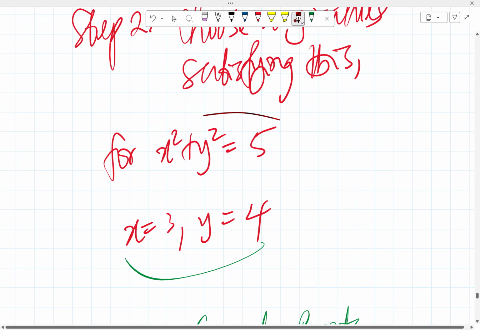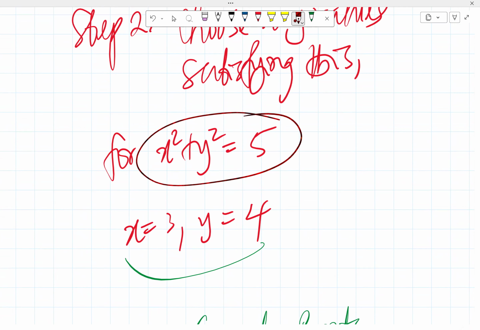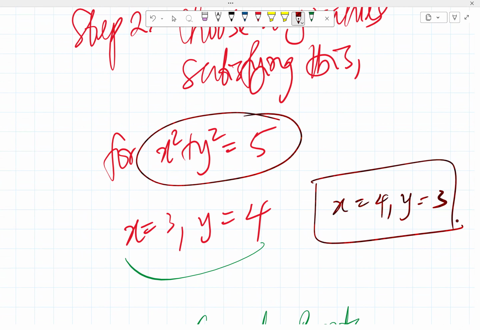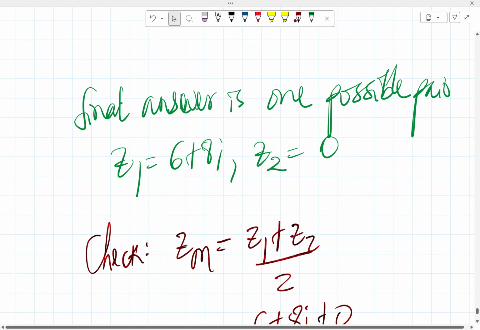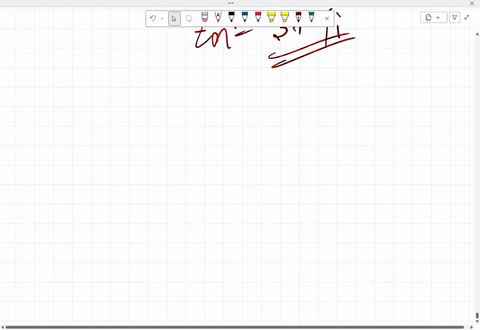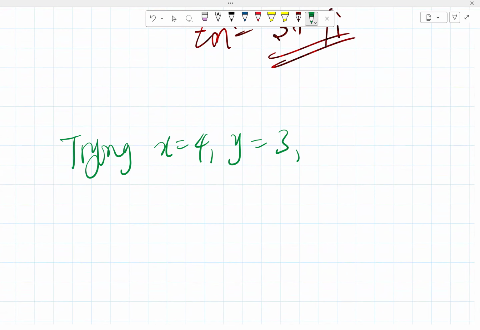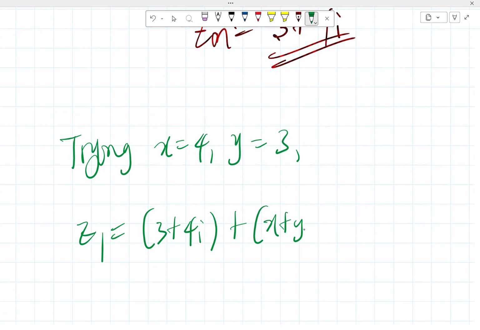Generally speaking, at this point, any value of x and y that satisfies this is okay. You could as well use x is 4 and y is 3. So you can use that to get another set of values altogether. Maybe we can even try that. Trying that x is 4 and y is 3. That's also possible, right? And we know that the initial z1 is 3 plus 4i plus x plus yi.